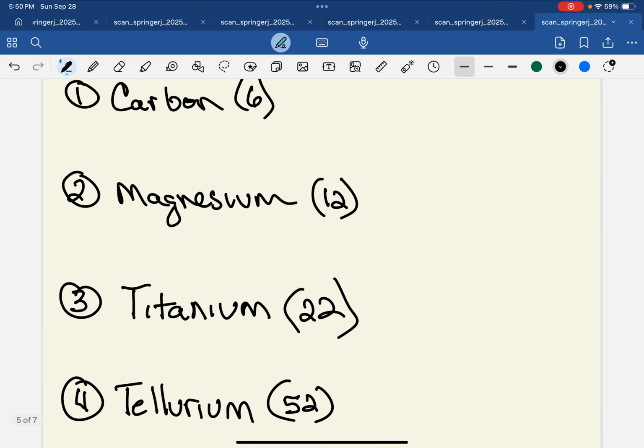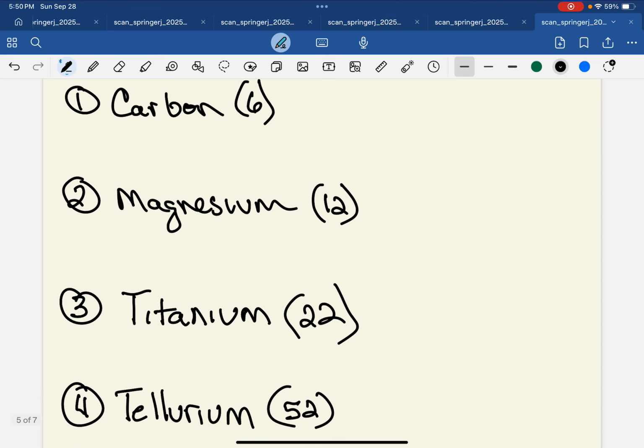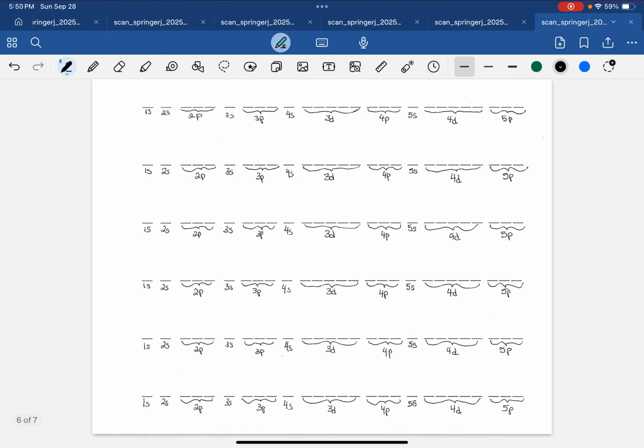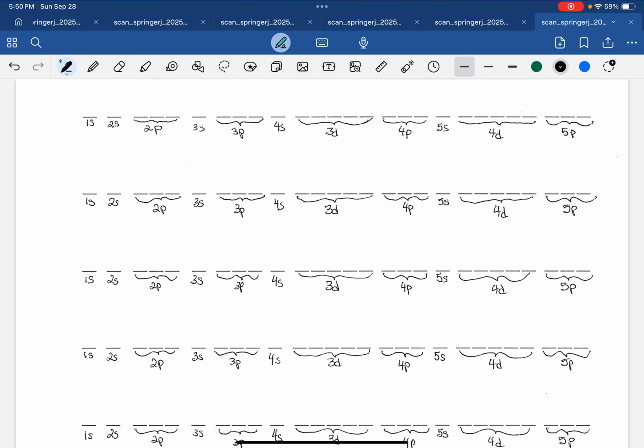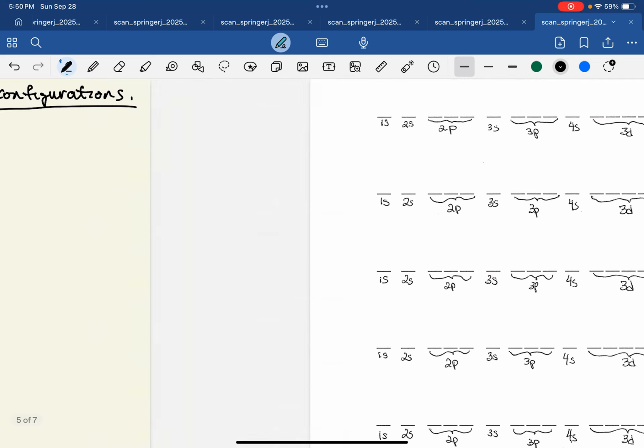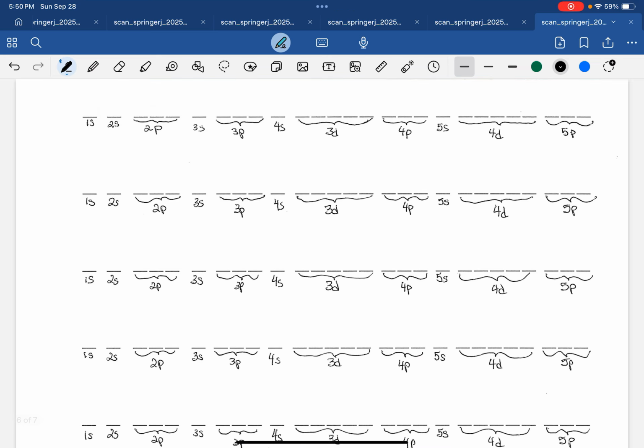So let's write some electron configurations. I've got 4 written here: carbon, magnesium, titanium, and tellurium. You might have a document that looks something like this. If not, they're easy to make. Okay, so we want carbon and carbon.